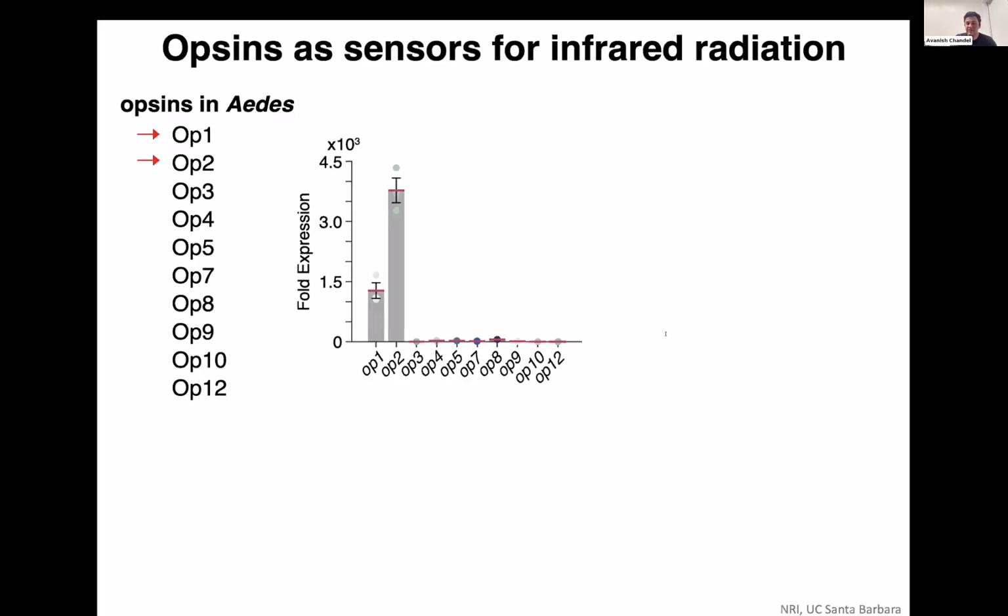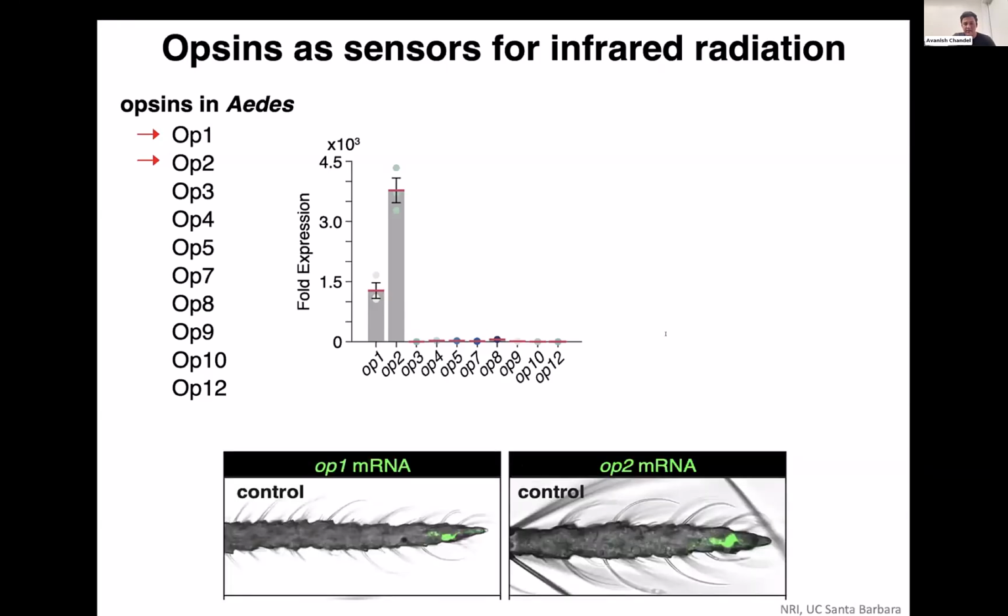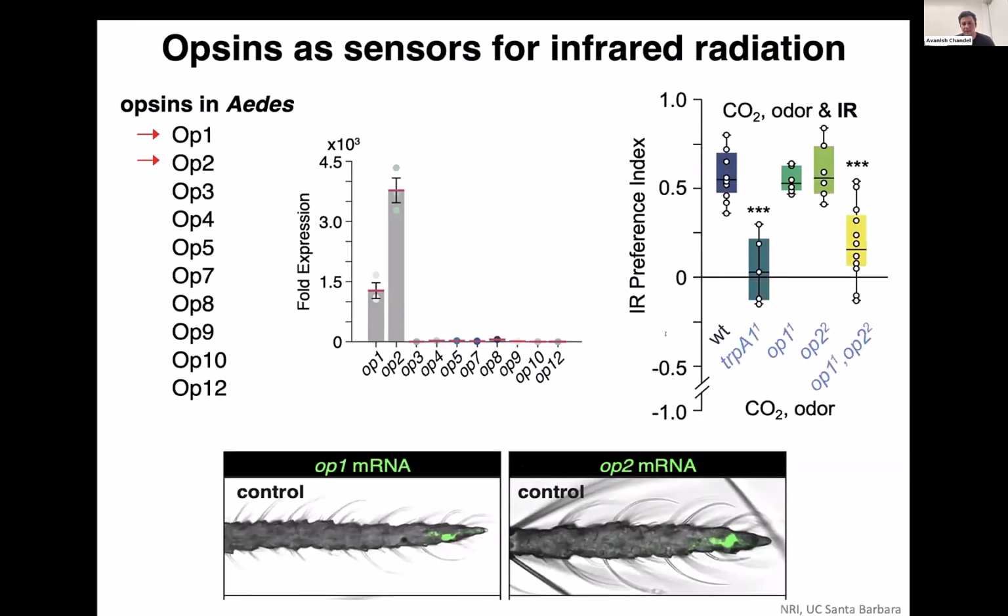To test their functional relevance, we examined IR attraction in mutant lines. Interestingly, we found that mutations in either OP1 or OP2 had no effect on IR attraction, but the double mutant showed a significant reduction in IR preference, suggesting a redundant or cooperative role of both OP1 and OP2 in IR sensing. Next, we analyzed the expression of OP1 and OP2 in the antenna, and specifically in the region that is located at the tip of the antenna.